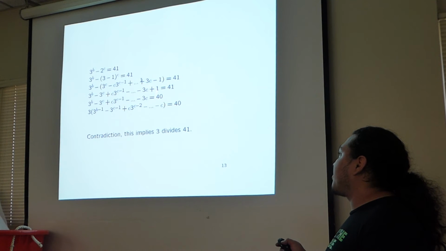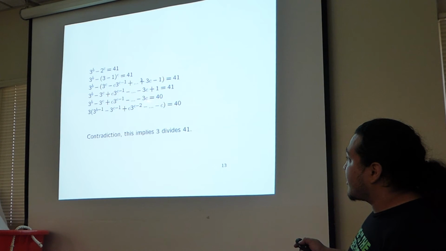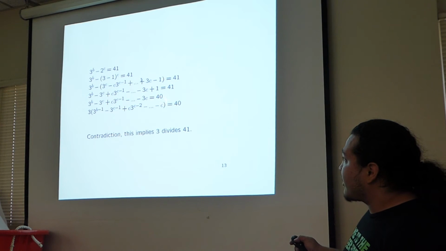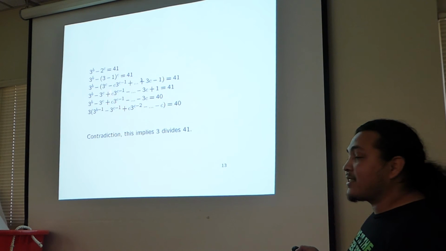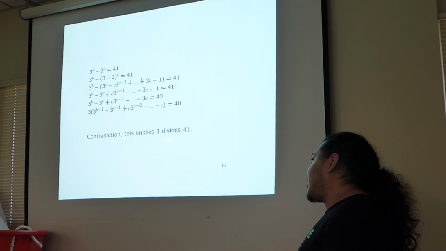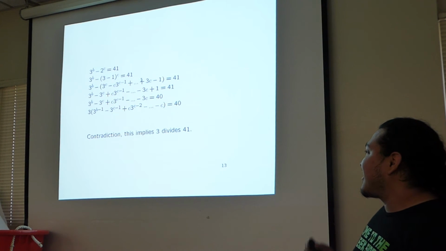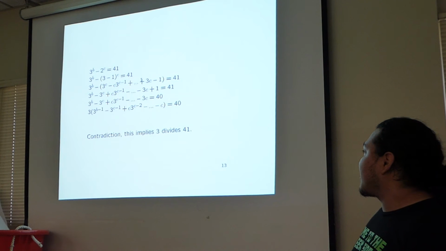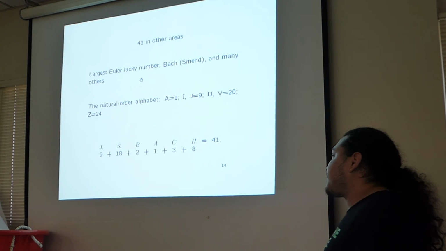I move this positive 1 to the other side, and then you see this whole side always has a factor of 3. And then you have a 40 here, right? So you factor out a 3, and this 3 times this whole thing is equal to 40. It implies that 3 divides 40, and it doesn't. And since 3 doesn't divide 40, we get a contradiction.